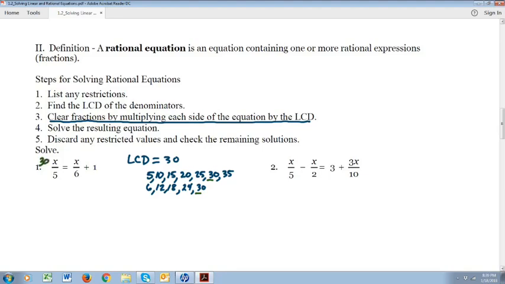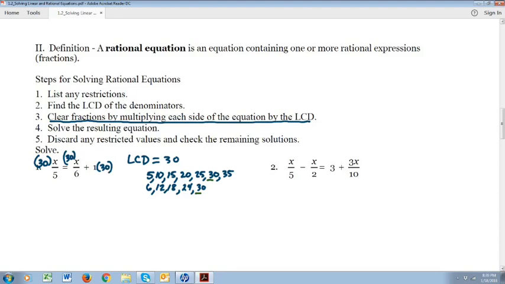So basically I'm going to do this. Now I got to multiply the whole side by 30, so on the right I'm going to have to distribute. So basically what happens is each term on both sides of the equation gets multiplied by the LCD. I'm not actually going to write it this way. So let me erase what I just put there. This is how I'm going to write it. So I'm going to multiply each term by my LCD.